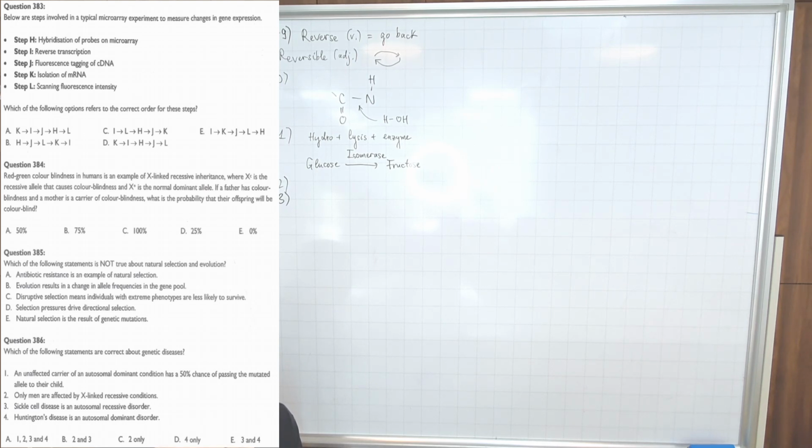Step I. Reverse transcription. Sao mã ngược. Step J. Fluorescence tagging of complementary DNA. Nó gọi là tagging, giống như đính vào cái gì đó để tìm vị trí của nó. Đính một cái phân tử phát sáng, fluorescent, vào trong cái DNA bổ sung. K. Isolation of messenger RNA. Sự cô lập của messenger RNA ra. Step L. Scanning fluorescent intensity.